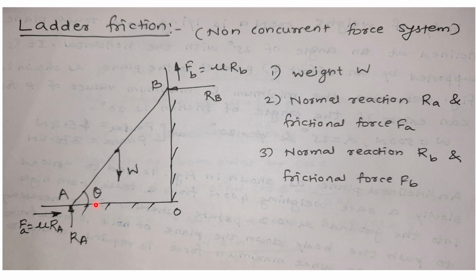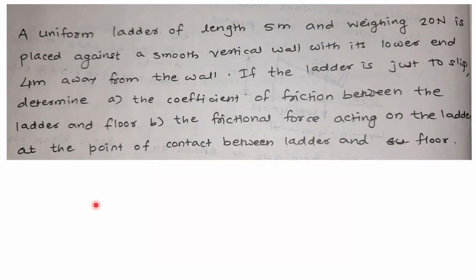Let us try to understand this with the help of an example. Here we have a problem: a ladder of length 5 meter and weight 20 Newton is placed against a smooth vertical wall with its lower end 4 meter away from the wall. If the ladder is just about to slip, we have to find the coefficient of friction between the ladder and floor, and the frictional force acting on the ladder at the point of contact between the ladder and floor.